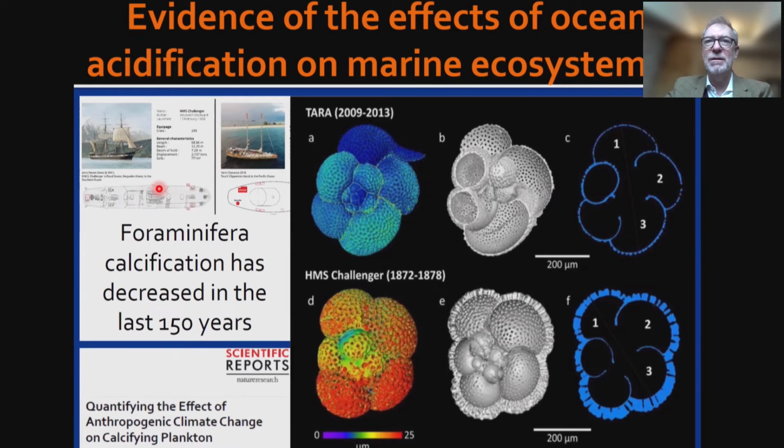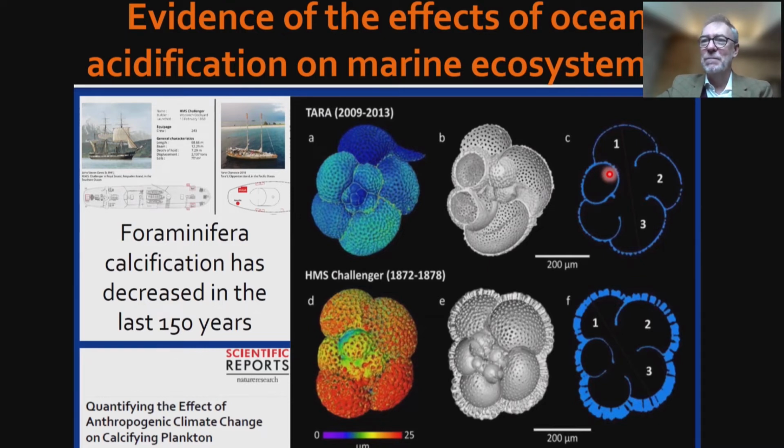They looked specifically at calcification of foraminifera in these samples. So foraminifera produce calcified exoskeletons, which you can see in these images here. And we know that calcification is sensitive to acidification. And so what these researchers did is they compared the foraminifera collected by HMS Challenger 150 years ago with foraminifera collected by Tara a few years ago. And here we can see a comparison of the thickness of the calcified exoskeletons of these organisms between the Challenger samples and the Tara samples. And you can see very clearly that these calcified cell walls are much thinner than they were in the past.